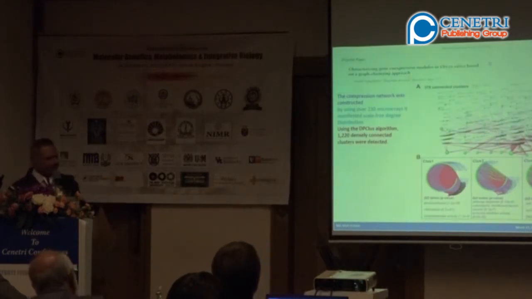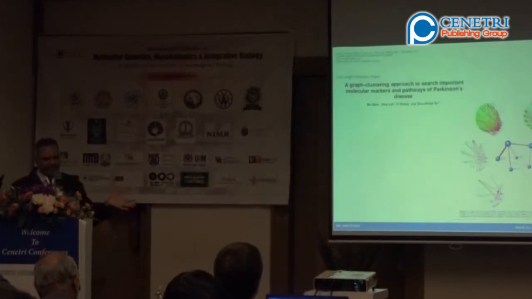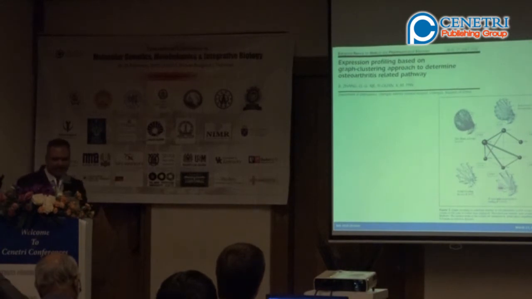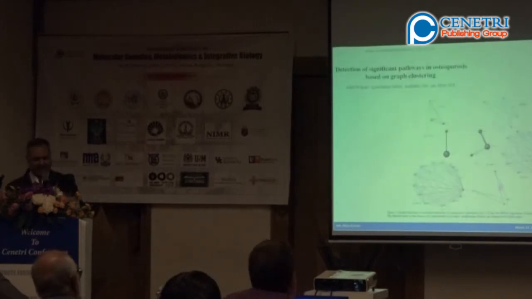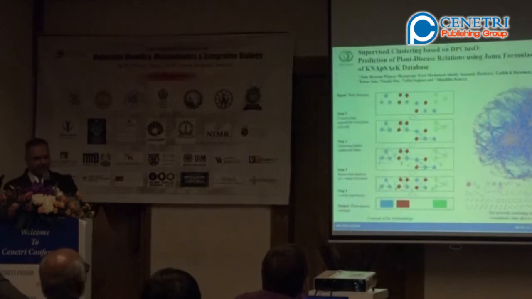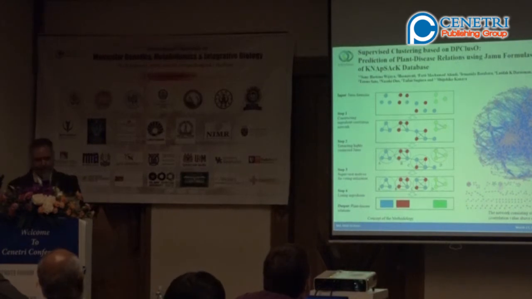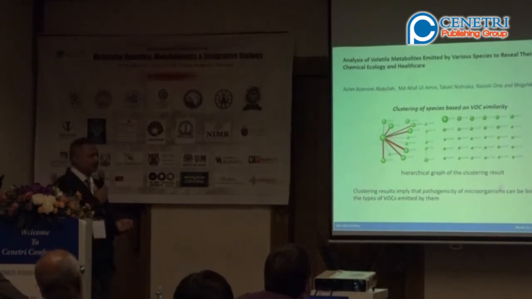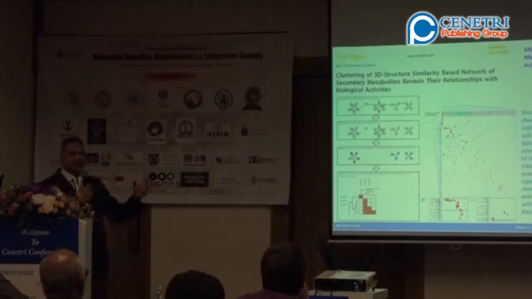Here, applied to transcriptomics for finding co-expressed gene clusters in Oryza sativa. And here, finding disease pathways related to Parkinson's disease and also molecular markers, biomarkers. And here, also disease pathways related to osteoarthritis, another disease, and also cancer pathways. And we applied it again to Jamu data for finding relations between plants and diseases based on Jamu formulas. And also, we tried to classify microorganisms based on their volatile organic compounds. And in this work, we applied DPClus O for relating the structure of metabolites with their activities.